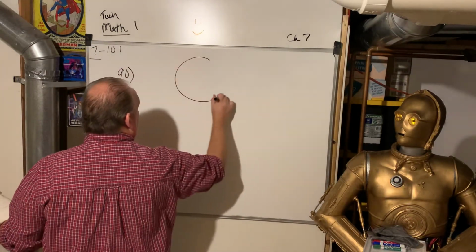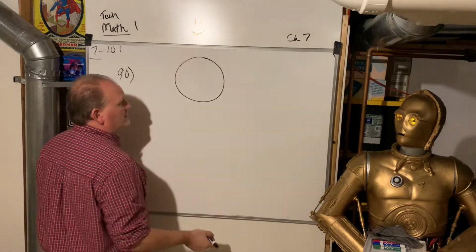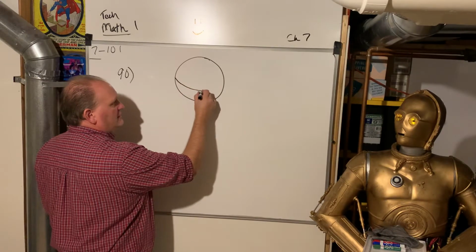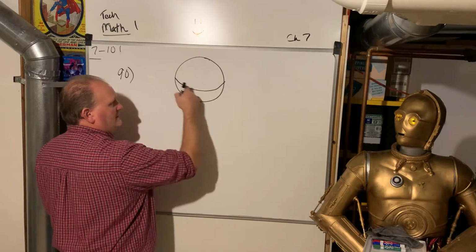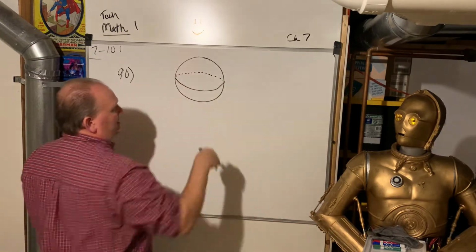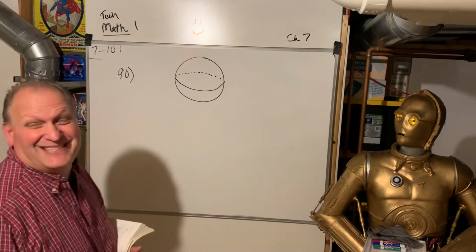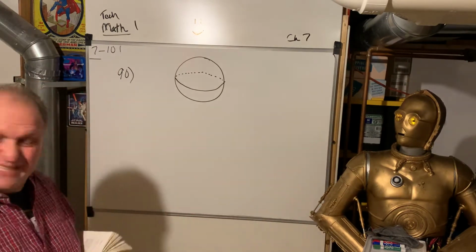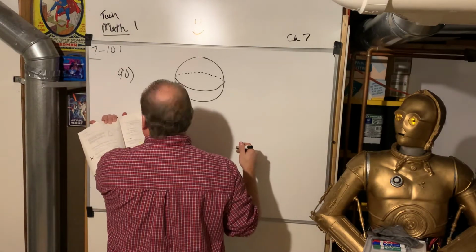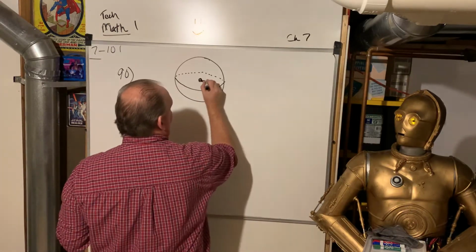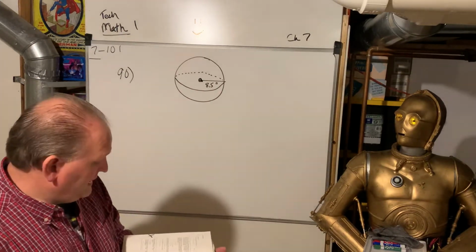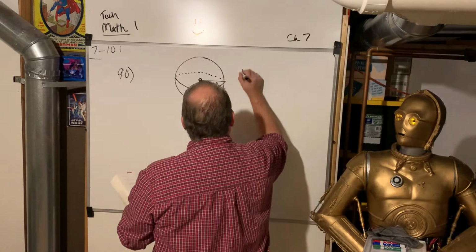So whenever you want to draw a sphere, you draw a regular circle as good as you can. And then to make it look three-dimensional, you put a smiley face on it, like from ear to ear, and then do the dashed little line around the back. I'm not really good at it, as you can see, but it has a 3D look to it. And so they gave us the radius is 8.5 inches.